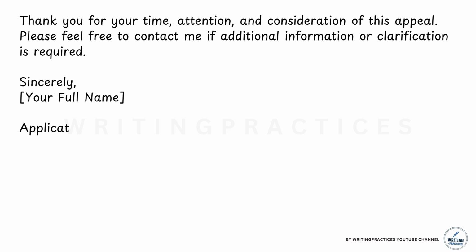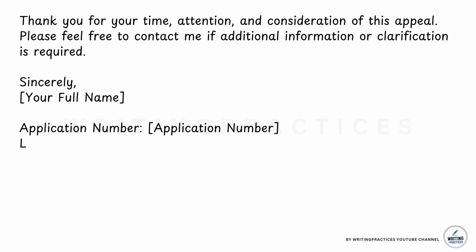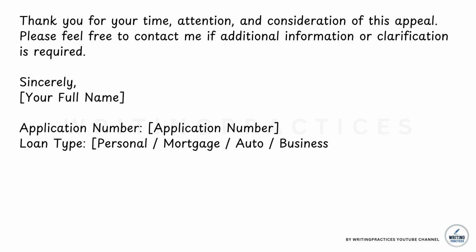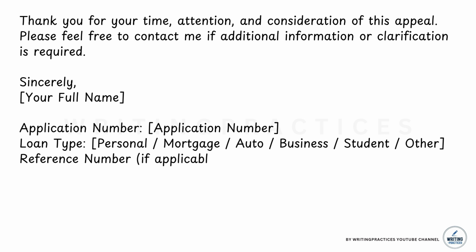Applicant information. Finally, include your application reference details. For example, application number LN-2026-458913. Loan type, mortgage loan. Reference number, REF-884721. This final section helps the lender quickly identify and organize your appeal documentation.